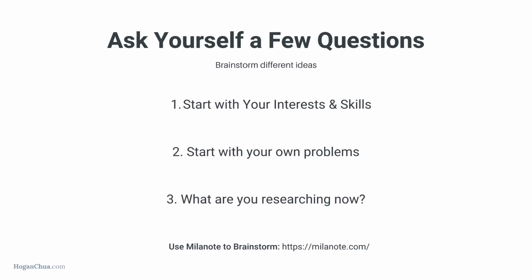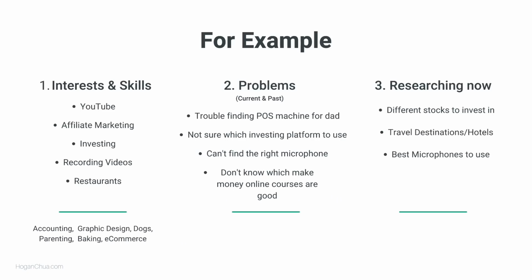Things that you're researching, write that all down, because it's really important to try to figure out which one to actually go with, right? So let's say, for example, my personal skills and interests are in YouTube, affiliate marketing. I'm not really that skillful in investing, but I'm very, very interested in it. I have some skills in recording videos and editing videos. And also I'm interested and I have some skills in regarding restaurants because my dad owns a restaurant and things like that.